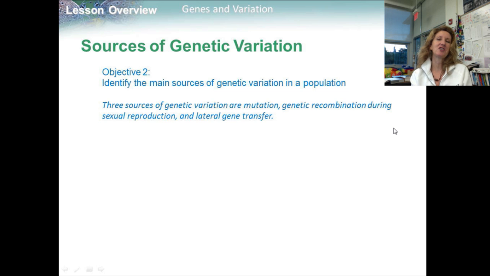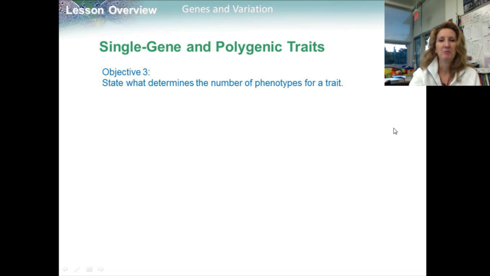Identify the main sources of genetic variation in the population. The 3 sources of genetic variation are mutation, genetic recombination during sexual reproduction, and lateral gene transfer. There you go.